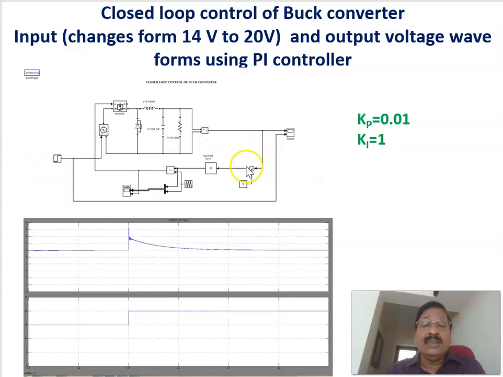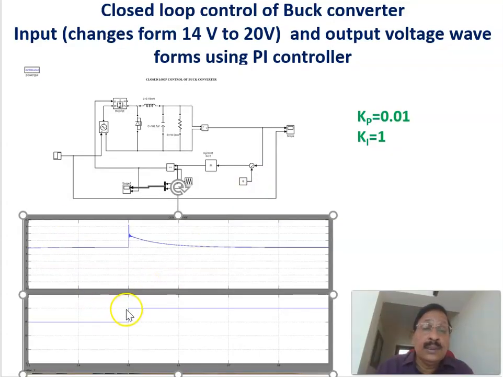Here the PI controller error is taken with a reference and compared. Here the input is changed from 14 volt to 20 volt. That is, the input perturbation is done at this instant. This is the output voltage, which is set at 6 volt, and at this point there is a slight perturbation. Finally, it is settling down again to 6 volt. This is the output voltage waveform.